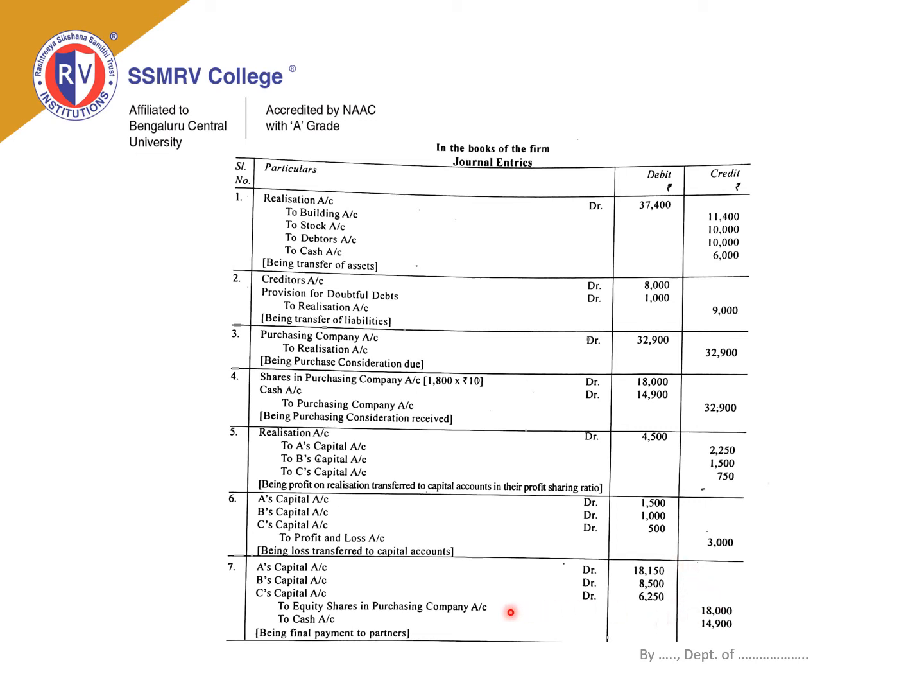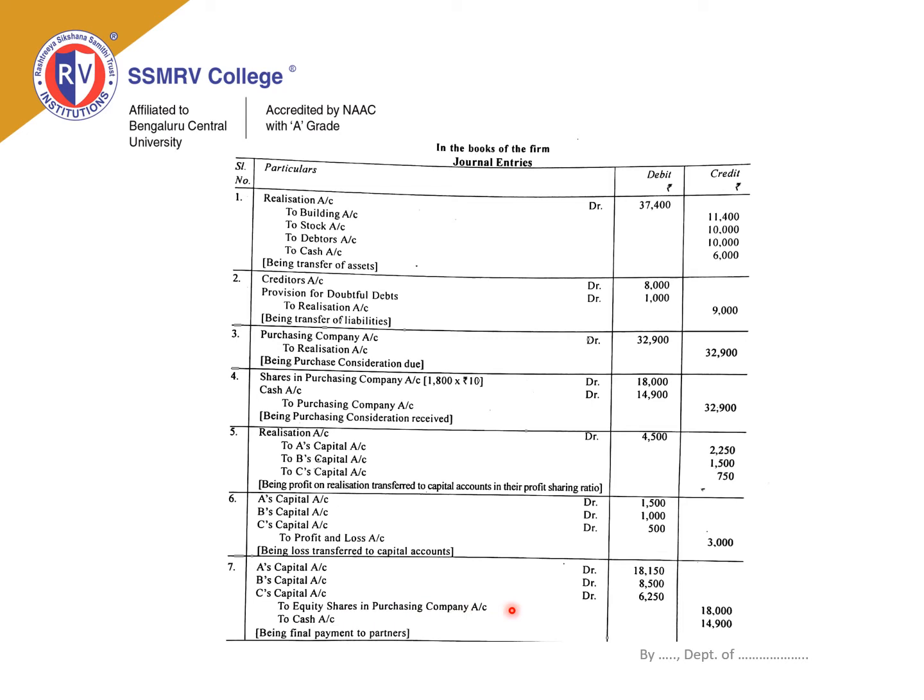Alternatively, we can also pass two different entries for distributing equity shares and for distributing cash. So for distributing equity shares, if I'm dividing this into two different entries, for distributing the equity shares among the partners, the entry will be A's capital account debtor 9,000, B's capital account debtor 6,000, C's capital account debtor 3,000 to equity shares in purchasing company account.